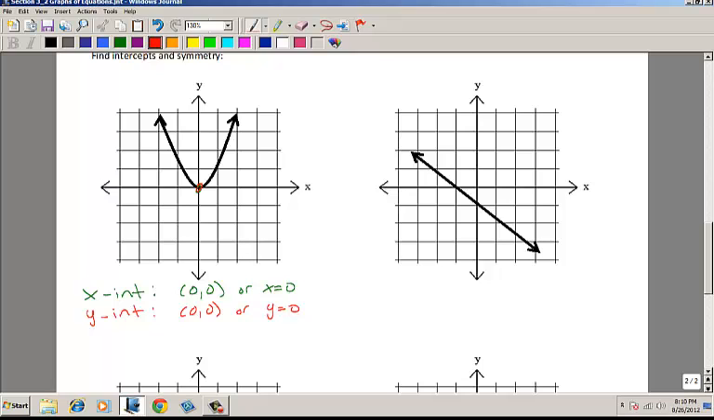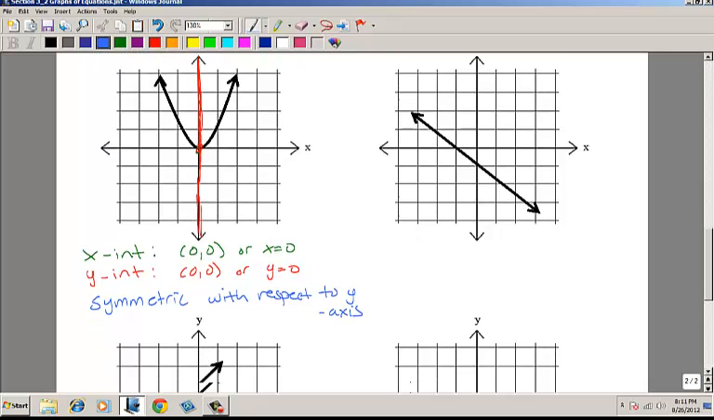Now I need to figure out what kind of symmetry, if any, I have. Again, if I were to fold this paper over at the y-axis, I would realize that the left-hand side and the right-hand side would match up. Because of that, I can see that this is symmetric with respect to the y-axis. Great.